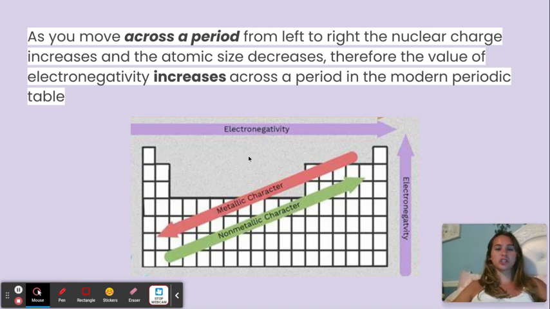Some of the trends you can see with electronegativity that you're going to need to know for your tests and quizzes: as you move across a period, so ignore the metallic character and non-metallic character, as you move left to right across the periodic table, your electronegativity is going to increase because the nuclear charge is increasing and the atomic size is decreasing.